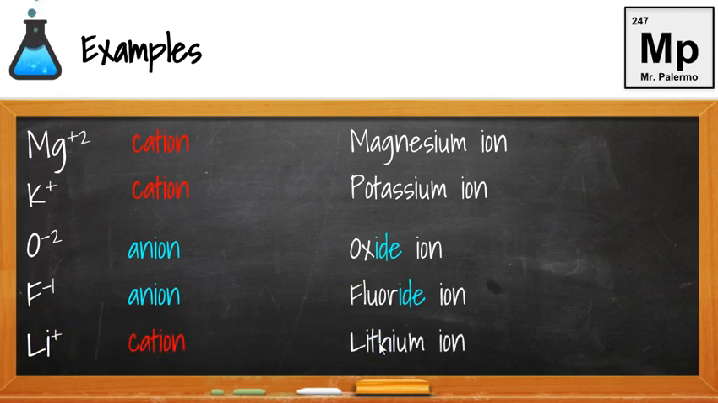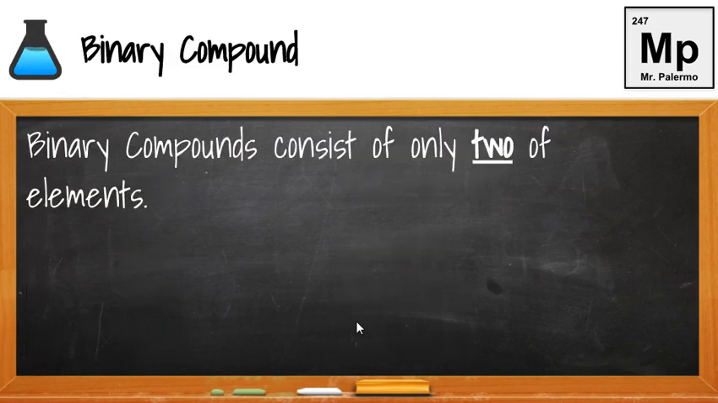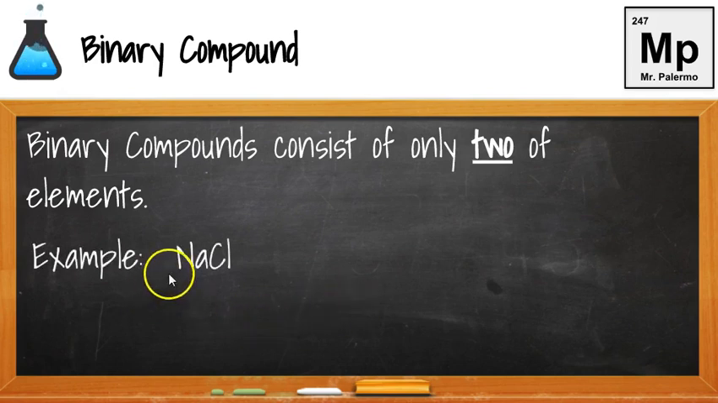Now we're going to start to put these together to make a compound. If we have, for example, lithium and fluorine coming together, we're going to get lithium fluoride. We're just going to put those names together. A binary compound is just that, when we have only two elements put together in a compound. We're going to learn how to name ones that have more than two in a later lesson. For example, NaCl has two elements, Na and Cl, so that's a binary compound.